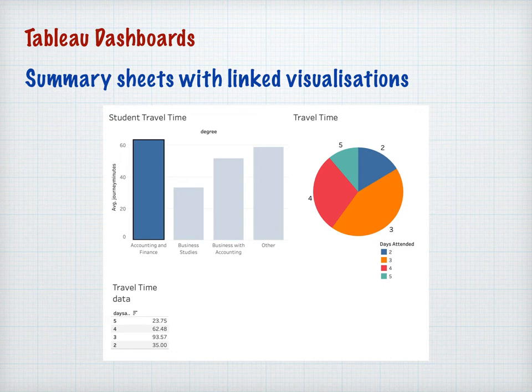So we're going to create these 3 visualizations here, a bar chart, a pie chart, and then a little table down the bottom which is going to link, which is going to show you the data from the pie chart.